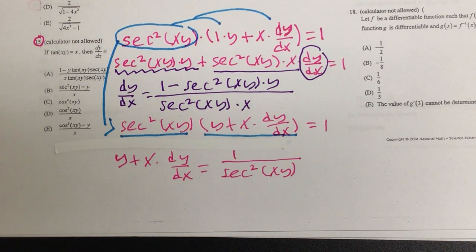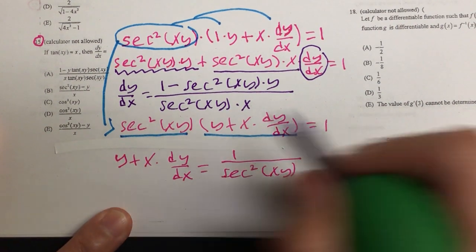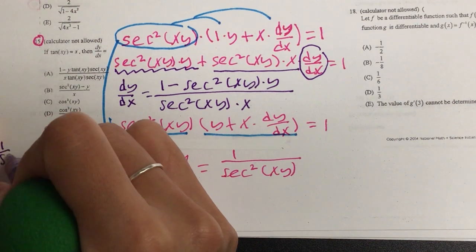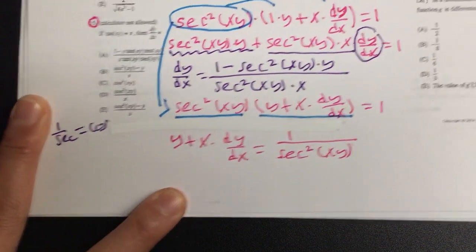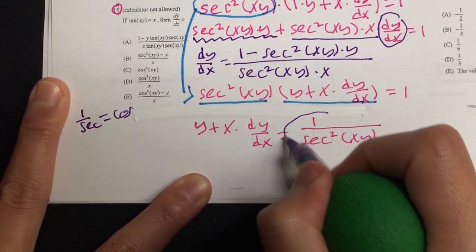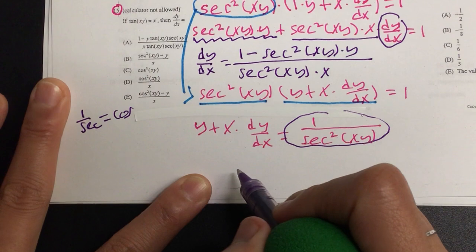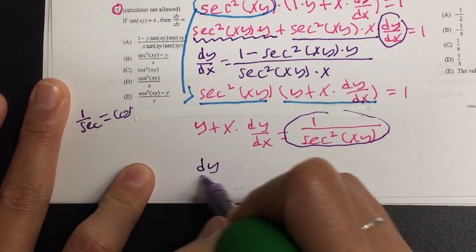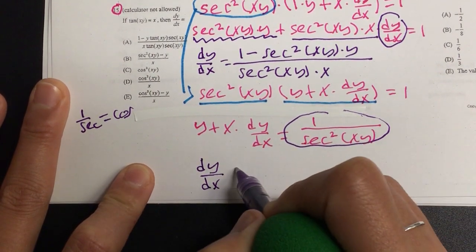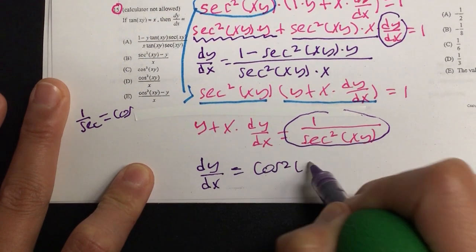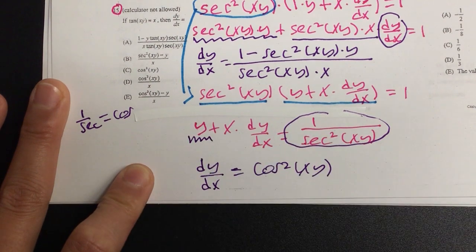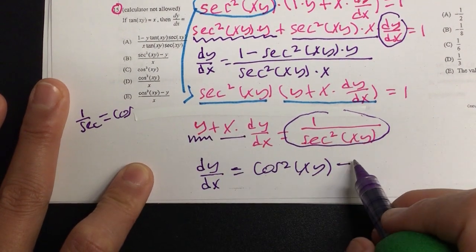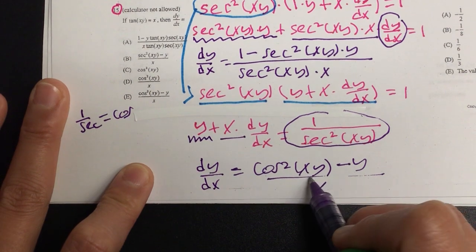What is the reciprocal of secant? One over secant is the same thing as cosine. Sounds like it though, right? So all of this is going to be my cosine. So let's go ahead and make dy over dx by itself. So I'm going to start by writing out cosine squared of xy. So our rule is we're going to subtract the y and divide it by the coefficient. So minus the y divided by the coefficient x.